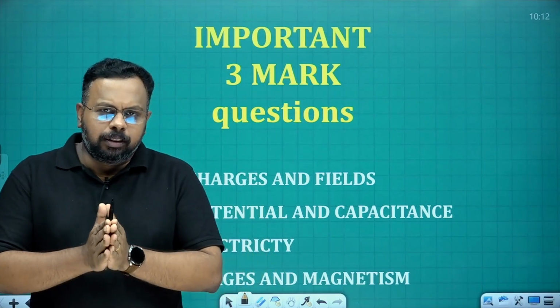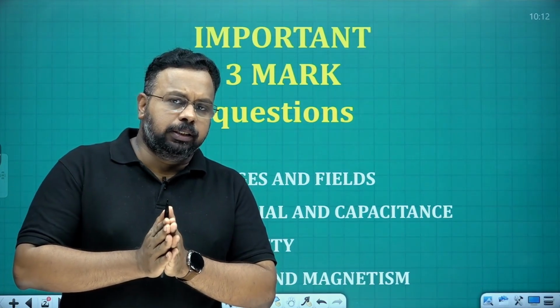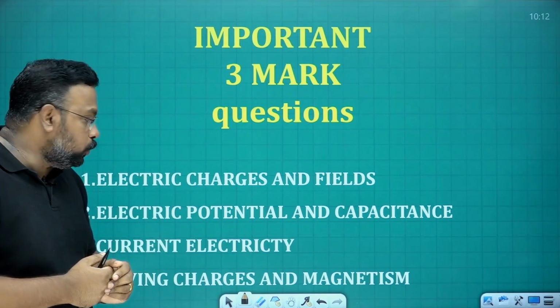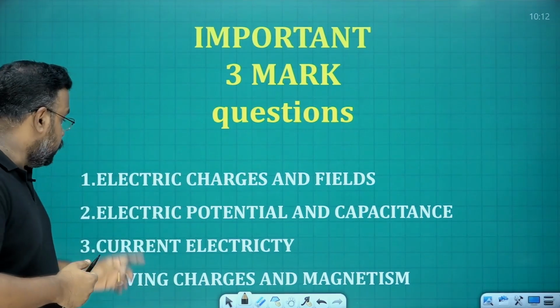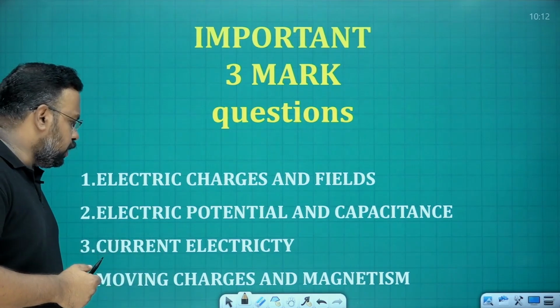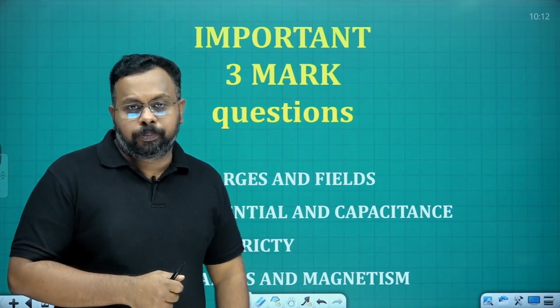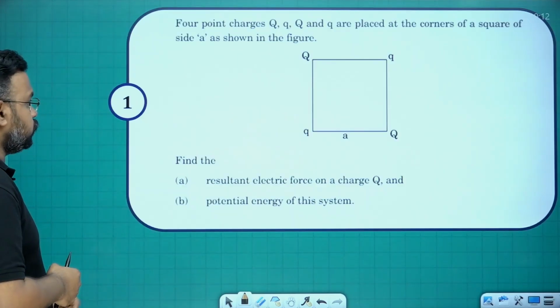Hello students, in this session we are going to discuss the most important 3-mark questions, short answer type 2 questions from the first 4 chapters: electric charges and fields, electric potential and capacitance, current electricity, and moving charges and magnetism. So let's move on to the first question.